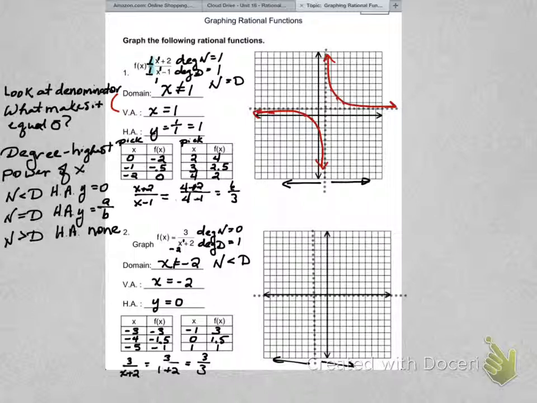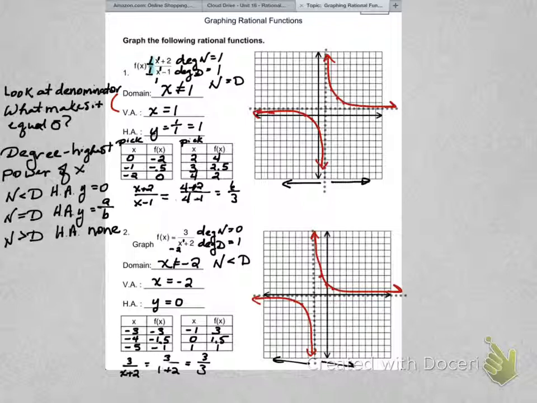So we have negative 3, negative 3, negative 4, 1.5, and negative 5, 1. Drawing our curve. And then we have negative 1, 3, 0, 1.5, and 1, 1. And drawing our curve. Okay, so that's example number 2.